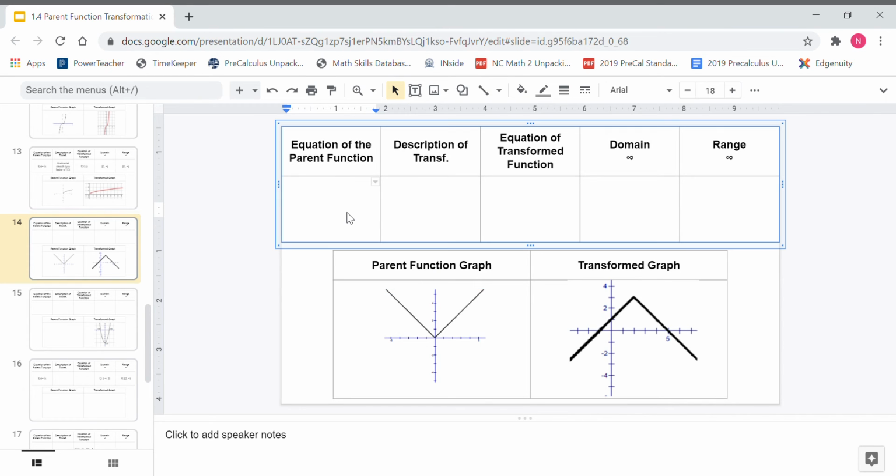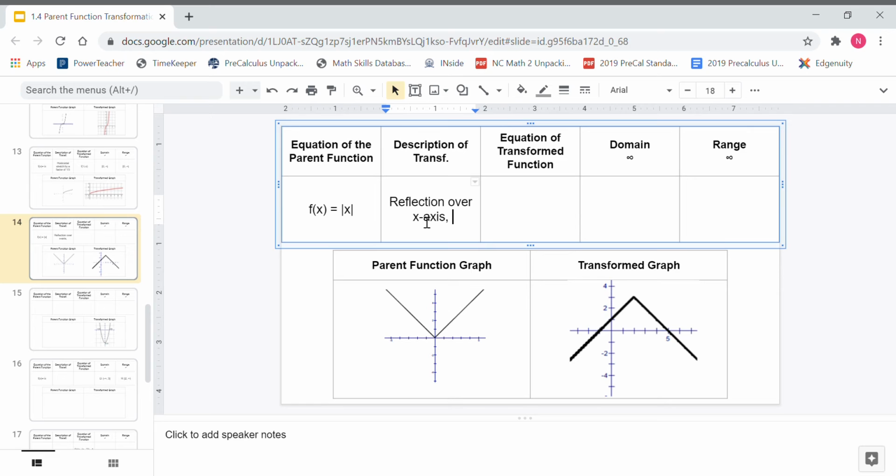And so my parent function is absolute value of x. That's the equation. And if we compare the openings, the parent function opens up, the transform function opens down, so we know we've got a reflection over the x-axis. We also can compare the vertex and see that the vertex originally is at the origin and my new vertex is at 2, 3.